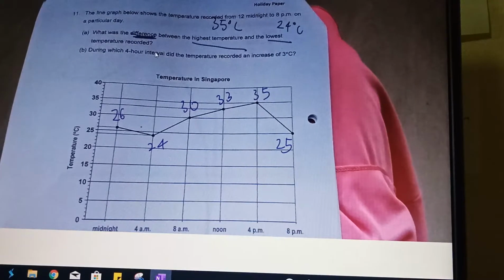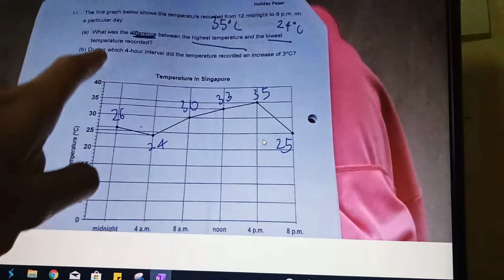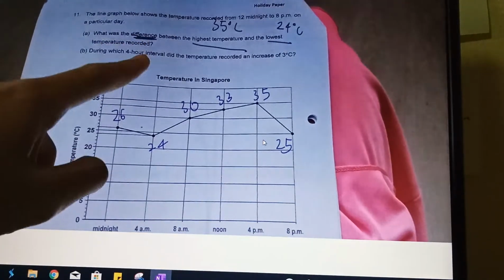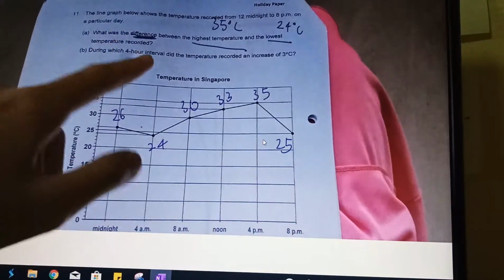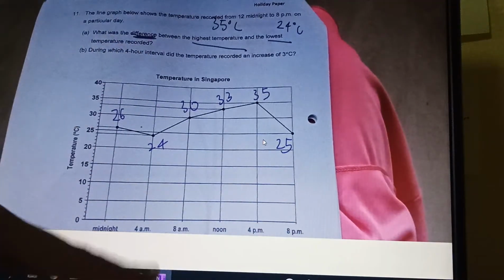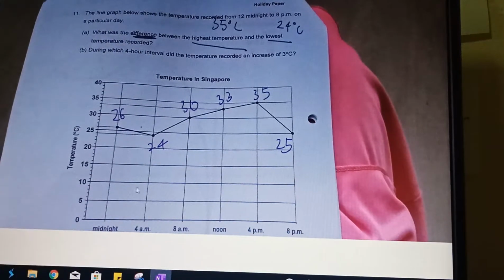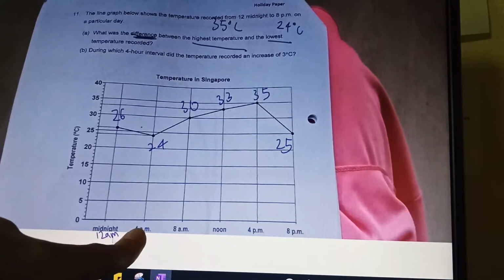During which 4-hour interval did the temperature recorded an increase of 3 degrees Celsius? Okay, so 4-hour interval means from 12 midnight. 12 midnight is 12 a.m., right? 12 a.m. to 4 a.m.